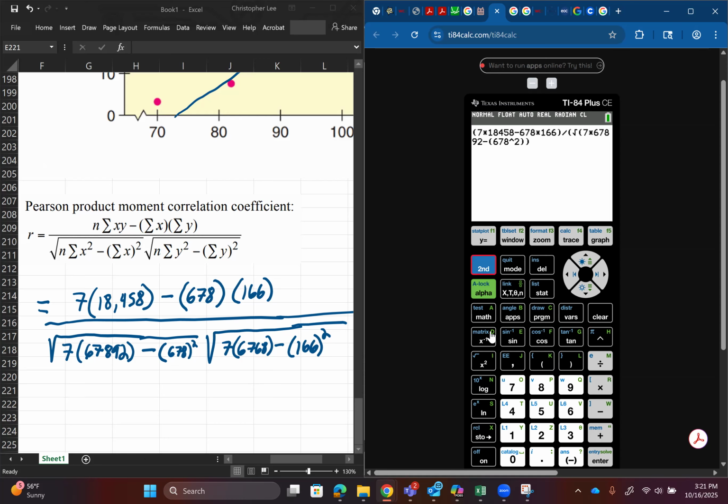So second square root. Then you're gonna type in the second part. So this is the 7 times the 6, 7, 6, 8, minus open parentheses, the 166 raised to the second power. Then we're gonna close parentheses, that's closing off the 166. Then close parentheses again, that's closing off the radical. Then close parentheses again, that's closing off the denominator. Now you get the same answer. So this is how you do it on a regular calculator.